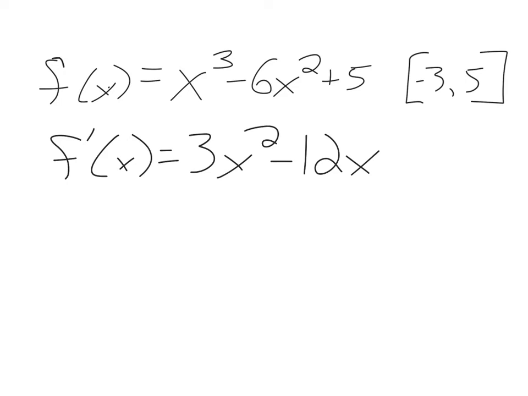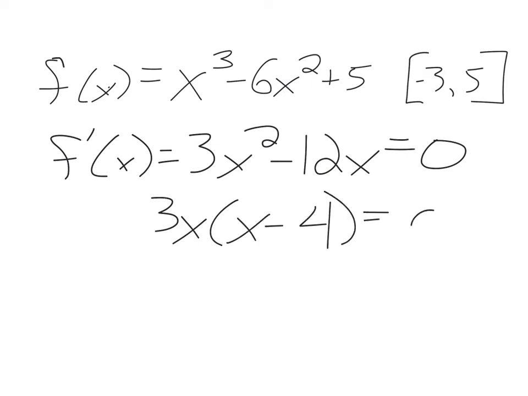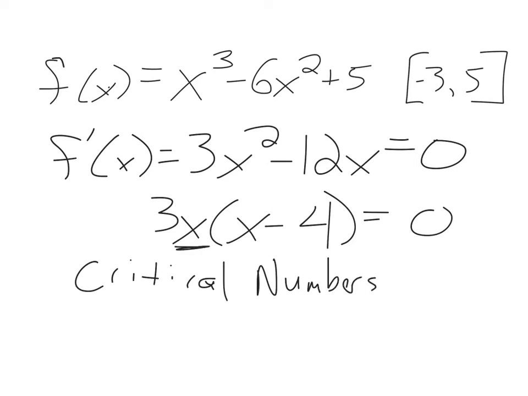All right, so we're going to set the derivative equal to 0 to find critical numbers. Not a hard algebra problem now. I could just factor a 3x out, and I'm left with x minus 4. So we've got critical numbers of 0, because we could have x equals 0, or x equals 4. Now, one thing to point out, both of those are in our interval, so those are both relevant points.